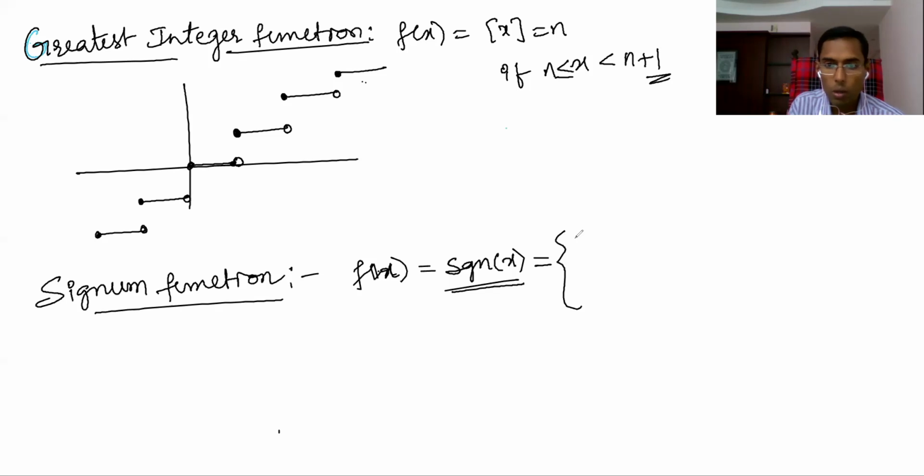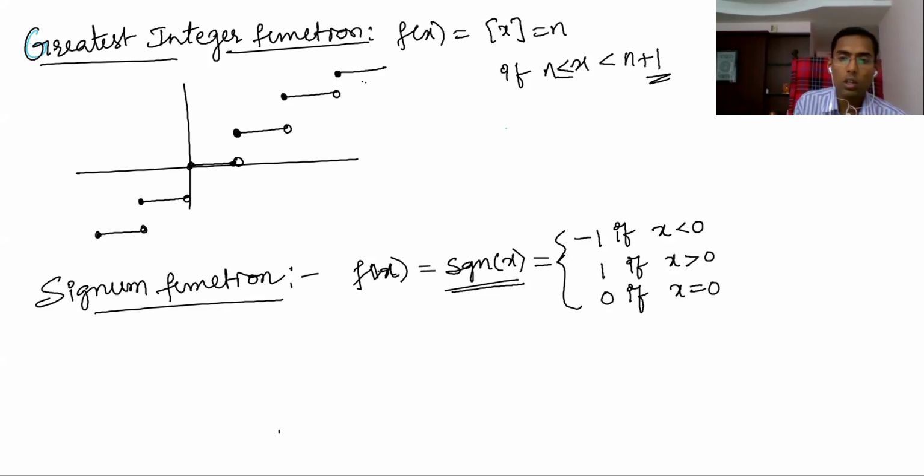This is simply minus 1 if x is less than 0, 1 if x is greater than 0, and 0 if x is equal to 0. So the signum function means this. These are called piecewise defined functions. Anyway, I will discuss that later.